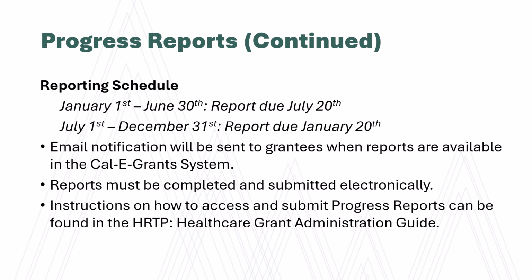The semi-annual progress reporting schedule will remain the same throughout the grant term. Progress reports reporting on activities from January 1st through June 30th will be due on July 20th, and reports on activities from July 1st through December 31st will be due January 20th. Fiscal agents/awardees will receive a notification when the semi-annual reporting templates are available in the Cal eGrant system. Grantees will submit responses via the Cal eGrant system. Detailed instructions on the submission process are in the HRTP Healthcare Grant Administration Guide on the HRTP portal.